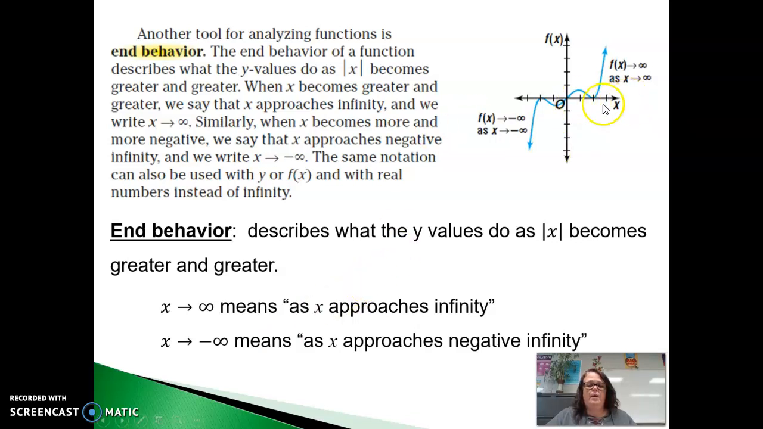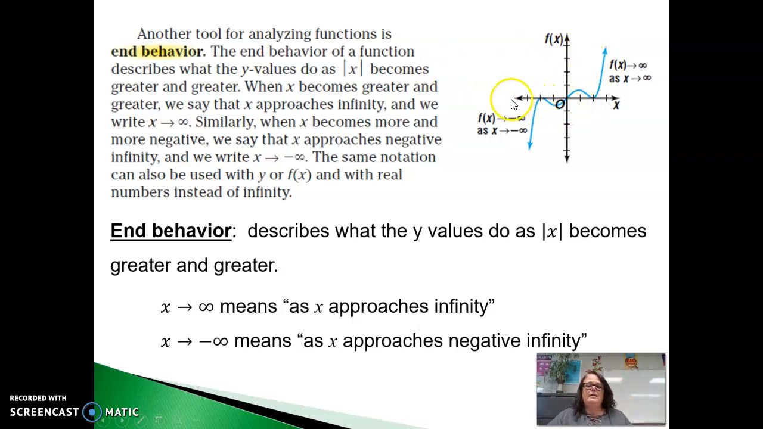So x approaching positive infinity is looking to the right, and x approaching negative infinity looks to the left. You notice on this right side here, they're saying x approaches positive infinity, and because it's going up, that means y is also approaching positive infinity. So up for y is positive infinity.